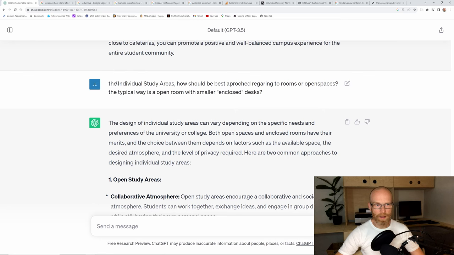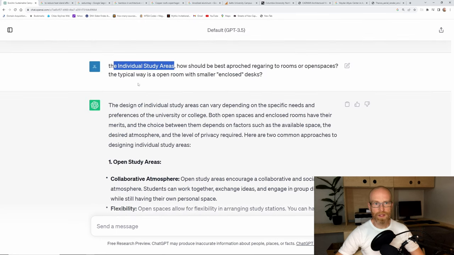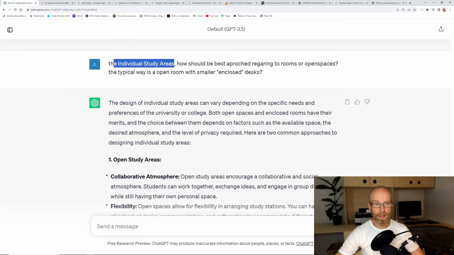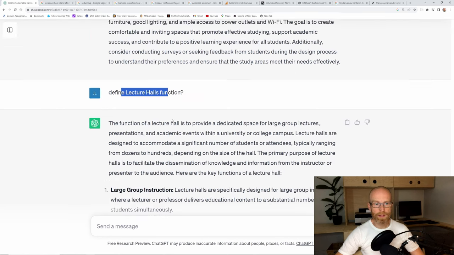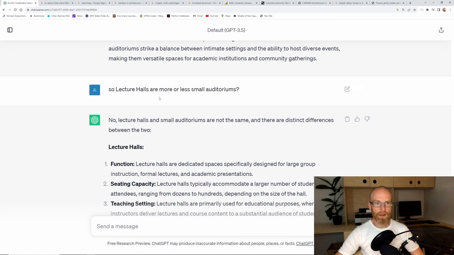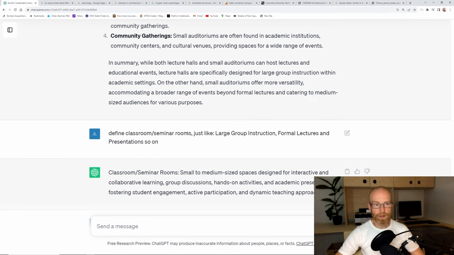Here's a discussion about individual study areas and how we could design the perfect individual study areas. Here's about the lecture halls. Yeah, and discussions about what's different between a lecture hall and a small auditorium. There's not much of a difference.